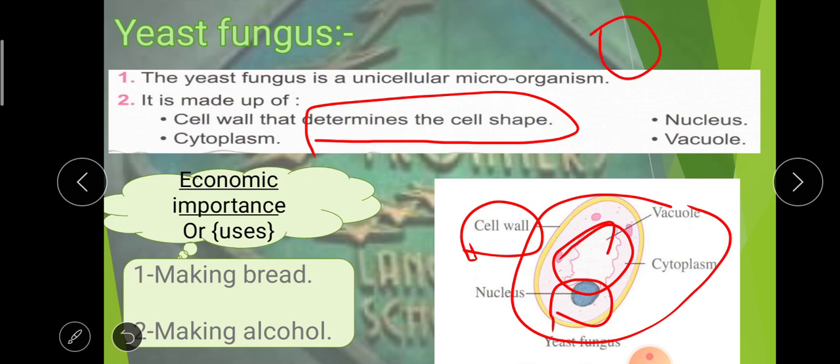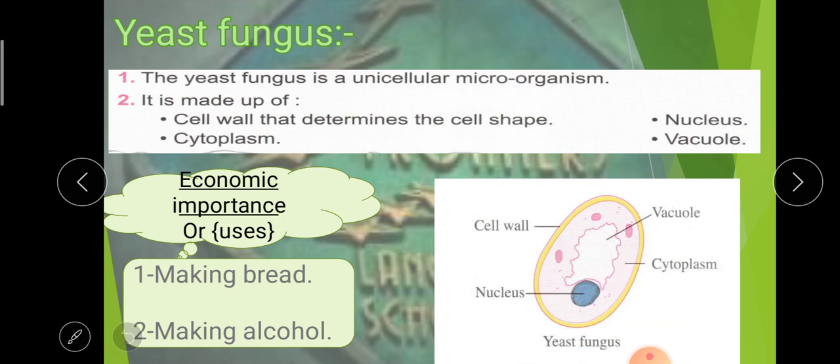Yeast fungus reproduces by cell division. One yeast fungus divides into two, each one of them divides into two, and so on. This is the reproduction of yeast fungus. It also has cytoplasm which fills the cell from inside, and all the components of the cell are suspended in it, and all biological operations occur in it.